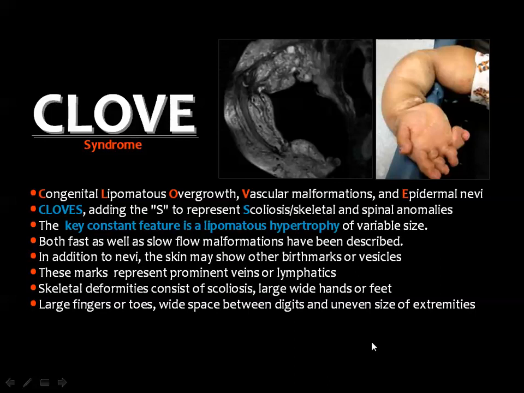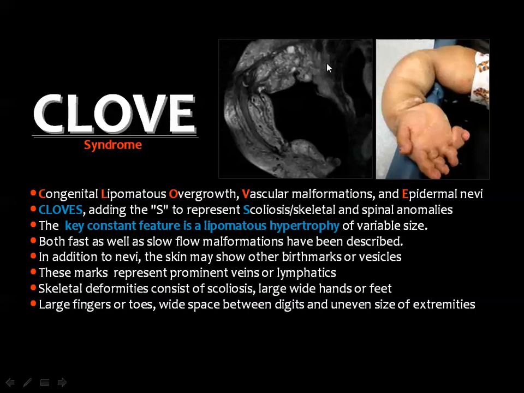Then Gloves syndrome is an abbreviation for congenital lipomatous overgrowth, vascular malformation, and epidermal nevi. And recently they add S to the GLOVES and S refers to the presence of scoliosis or skeletal and spinal abnormalities. This syndrome is nothing but considerable hypertrophy of a limb secondary to lipomatous hypertrophy. And it is not due to vessels, not due to lymphatics, it is due to fat.